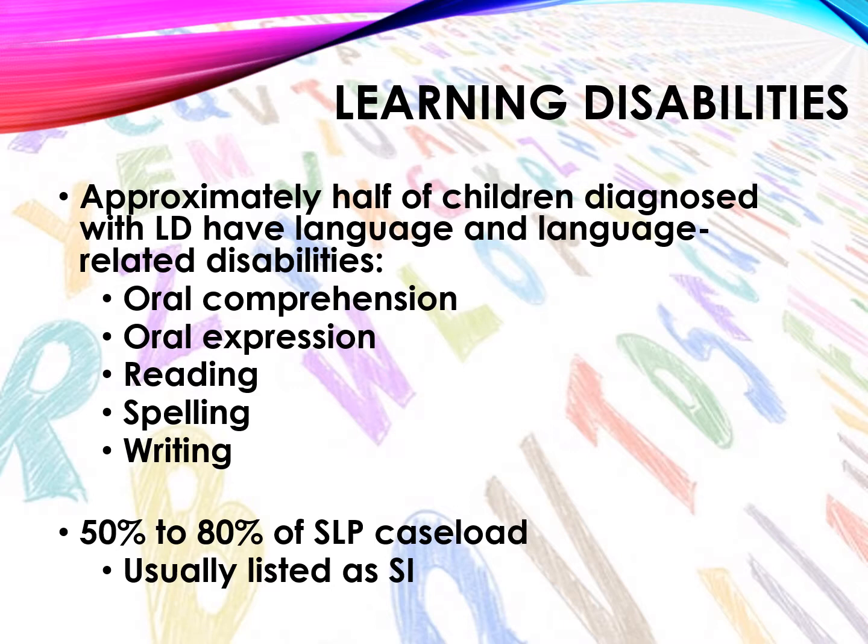Approximately half of children diagnosed with LD have language and language-related disabilities, which can include disabilities in oral comprehension, oral expression, reading, spelling, or writing disabilities. So 50 to 80% of an SLP's caseload will be a disorder in one or more of these areas.